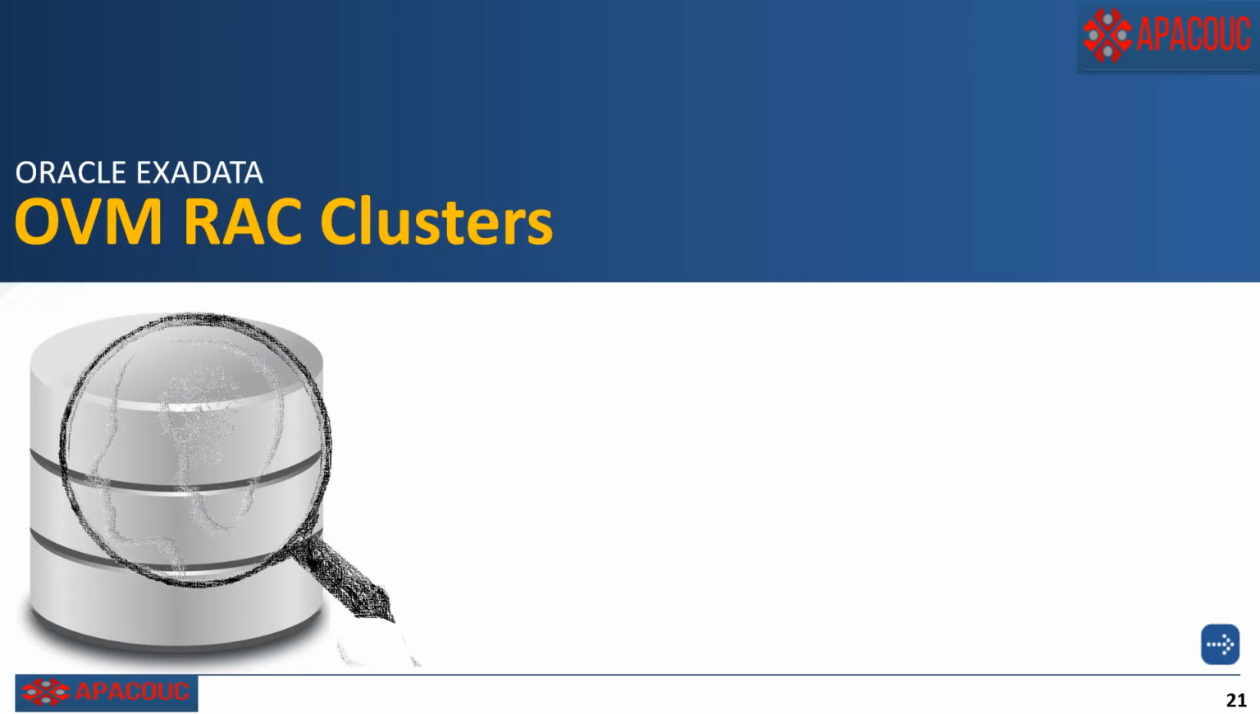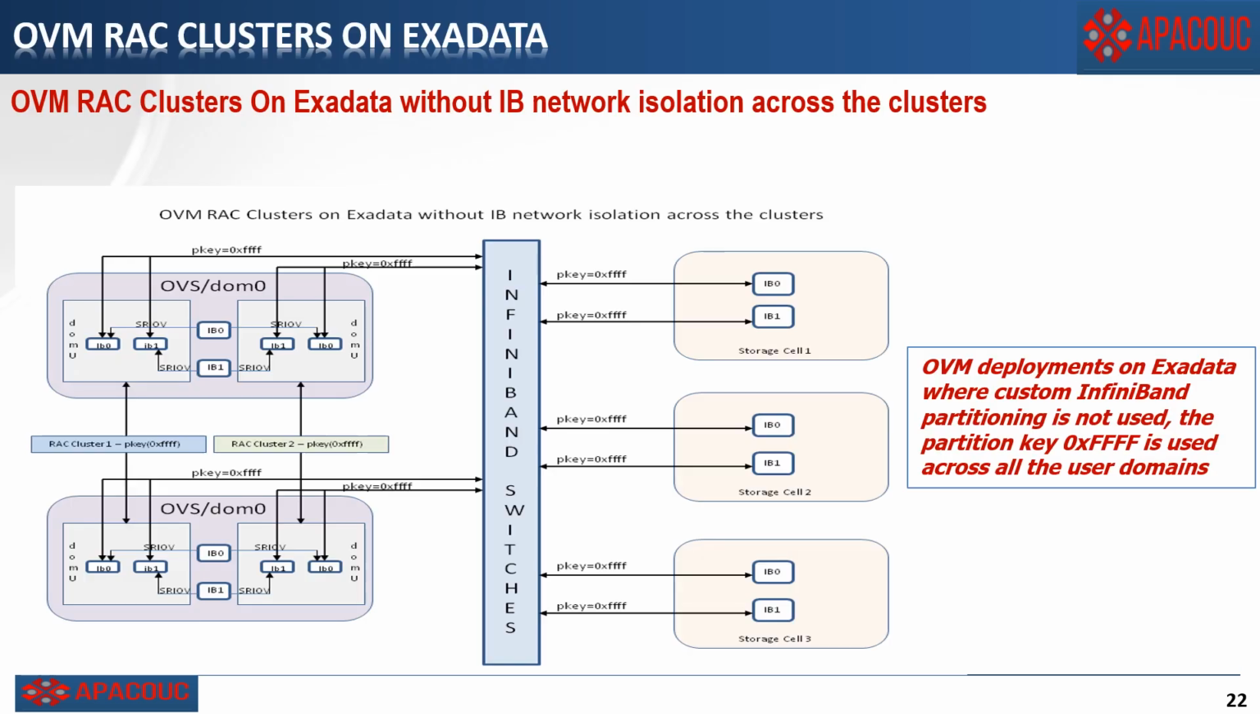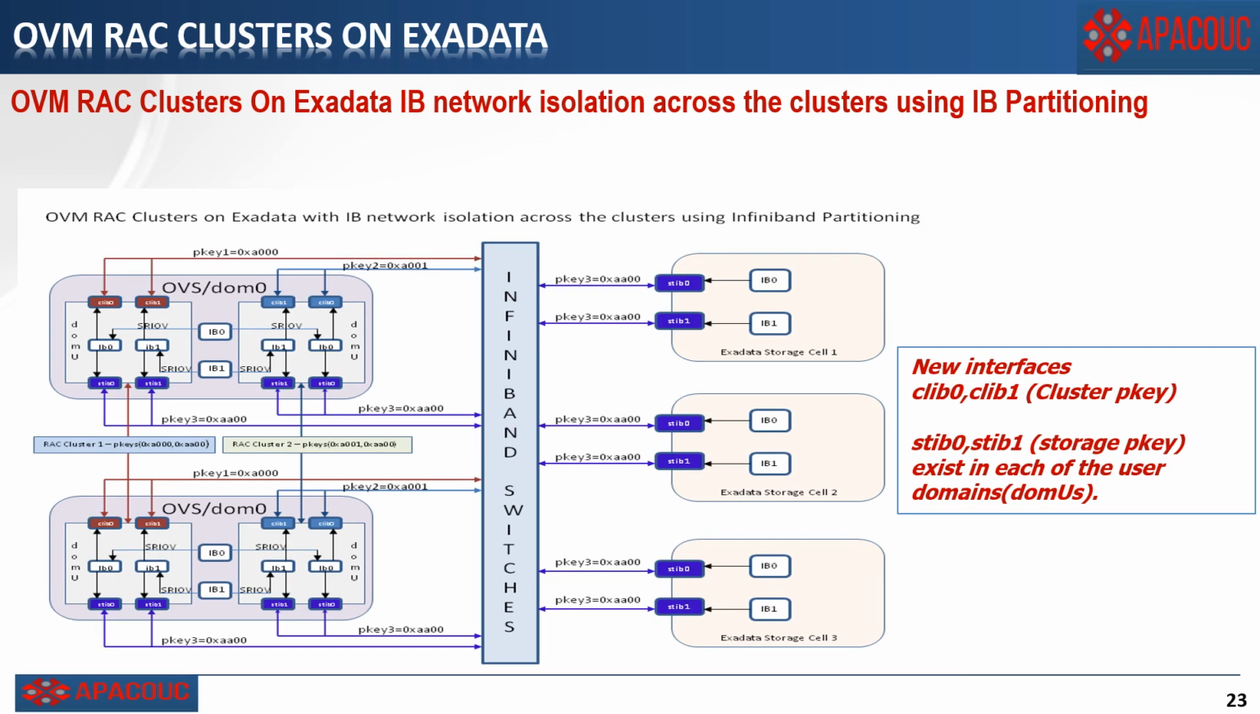Oracle Virtual Machine RAC clusters can be configured on Exadata, and we have 2 slides about that. About IB networking, InfiniBand network isolation, by which you can control some of the virtual machines to access some cell storages. This is useful when you use PCI DSS compliance.